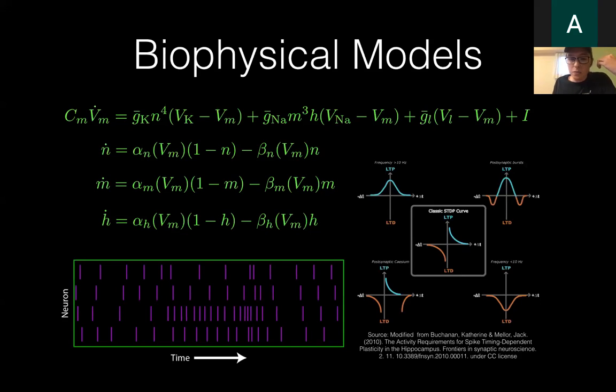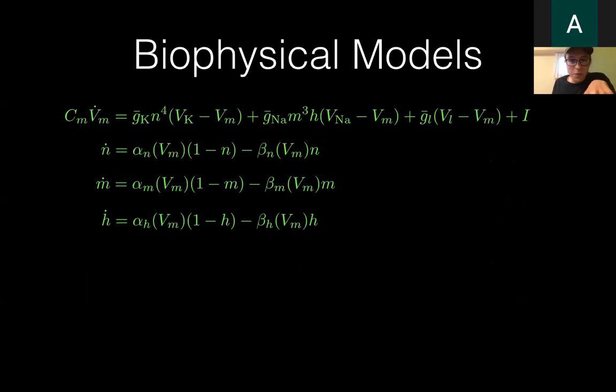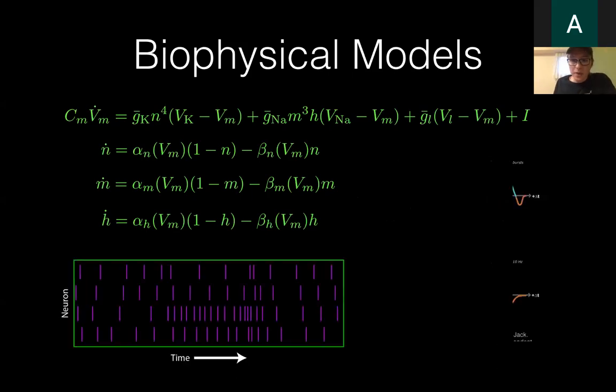And we can also fit biologically plausible learning rules to models like this. They're quite expensive computationally to run because you have to do numerical integration, and you might have lots and lots of variables for each neuron. And of course, these are ODEs.